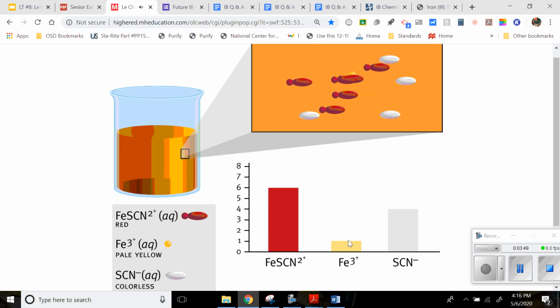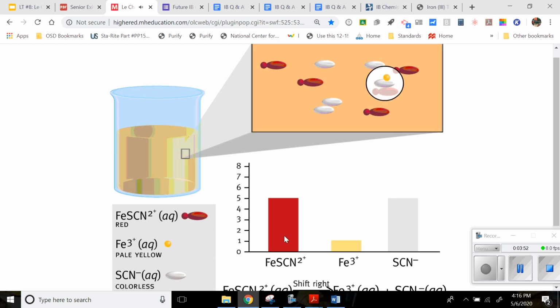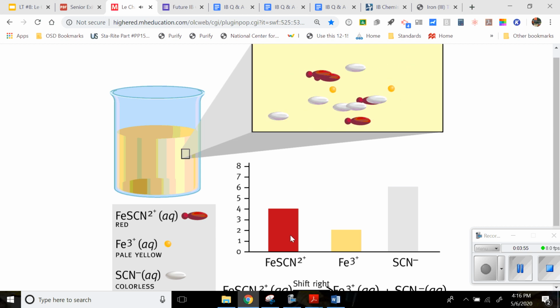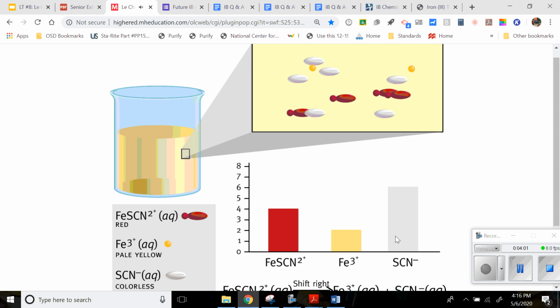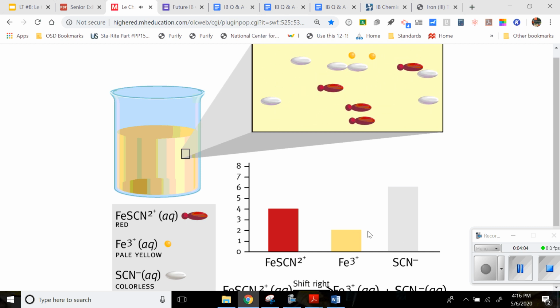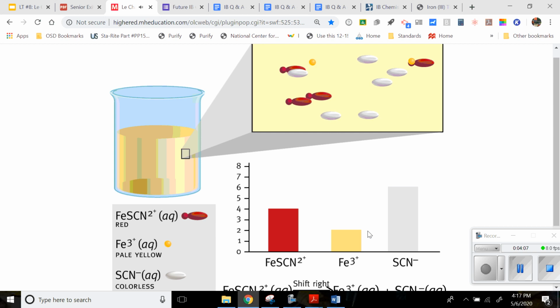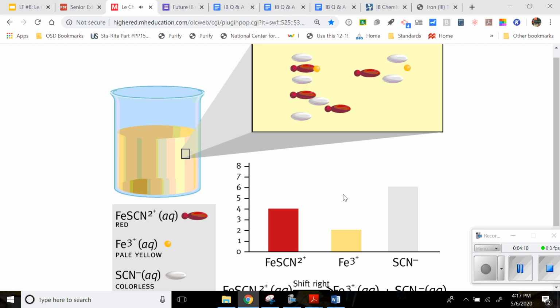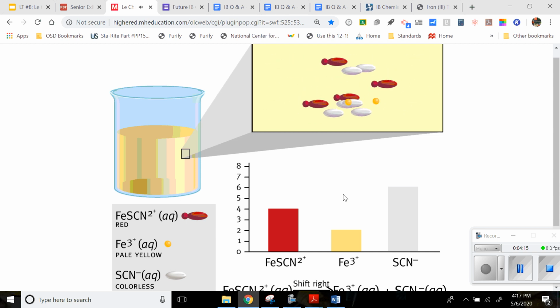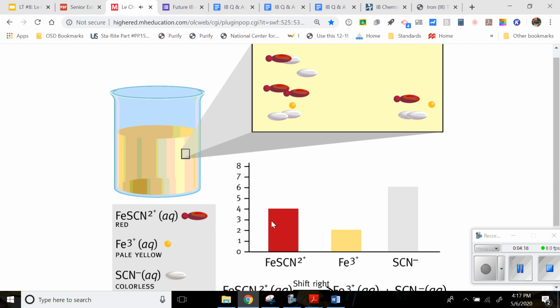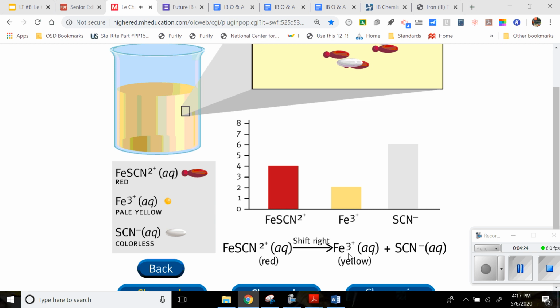I'm going to take away some Fe+3, and lo and behold, the FeSCN2+ decreased, and the amount of Fe+3 and SCN, or thiocyanate, increased to compensate for that loss. If we were to do this in a chemistry lab, what you are witnessing here is adding what we call oxalate to the system, and that's what takes away the iron +3 and shows you the color change where it goes from darker red to lighter yellow. So if I remove from one side, equilibrium will shift to replace what I removed.